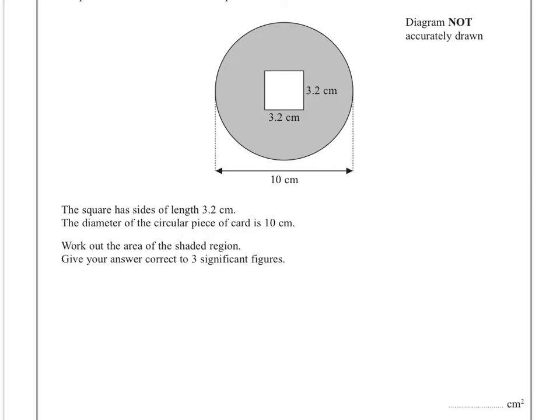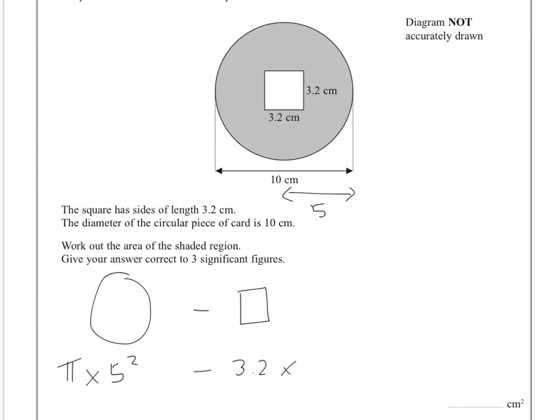In order to work out the area of the shaded region, I need to do the area of the circle, take away the area of the square. Area of a circle, pi r squared, where the radius of the circle is half the diameter, which is 5. So pi times 5 squared, take away the square in the middle, 3.2 times 3.2, length times width. That's going to give me, to 3 significant figures, 68.3.